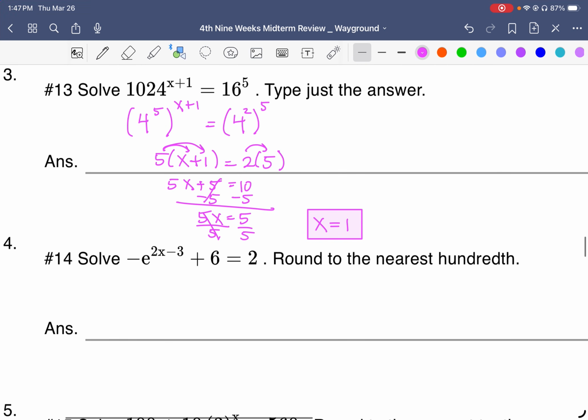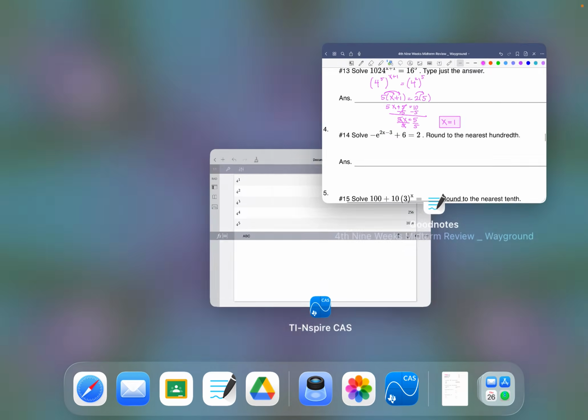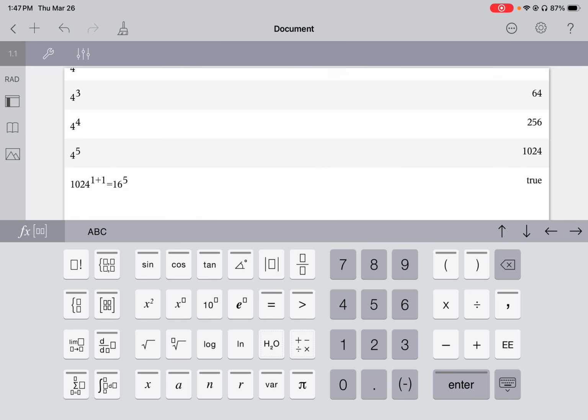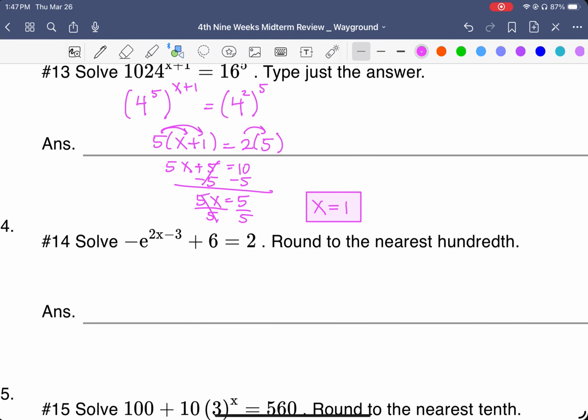Now, it is a good habit to go back and plug it into your calculator and make sure that it is true. So I'm going to do 1024 to the power of 1 plus 1 equals 16 to the power of 5. And it says true, so then we know for sure that our answer is correct.